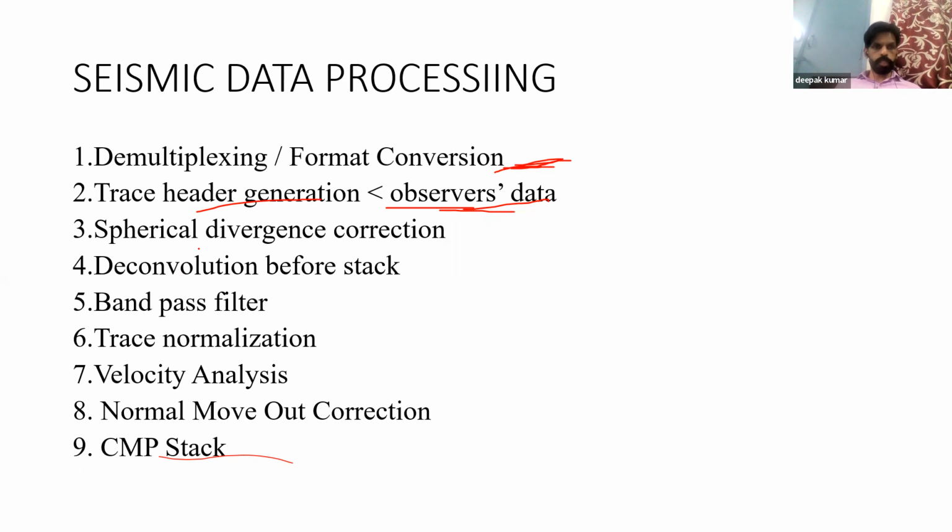So the third step is spherical divergence correction. So what happens in this? See, I use explosives to generate the seismic data. As the wave moves down, away from the shot point, there is a decay in amplitude. So to compensate for that loss, we use spherical divergence correction and apply some gain to amplify the amplitude. Okay, and after that deconvolution is applied.